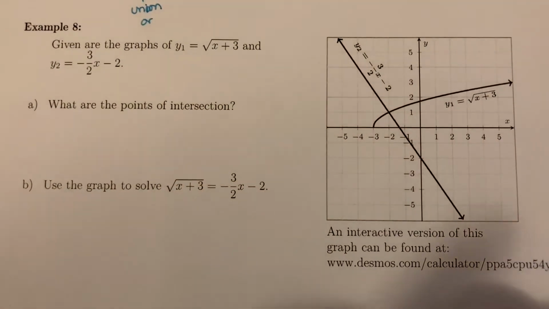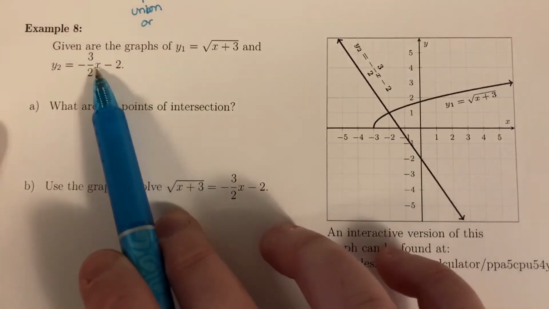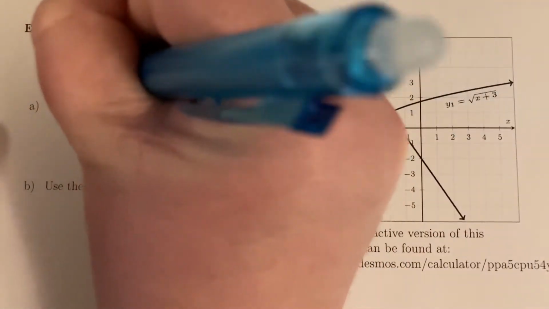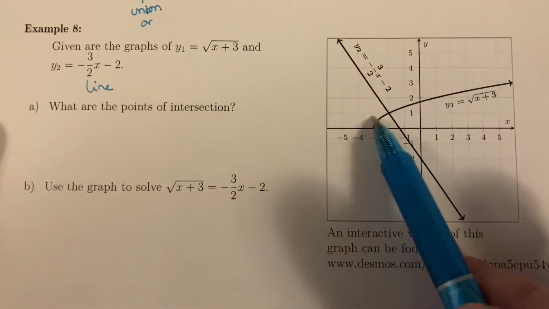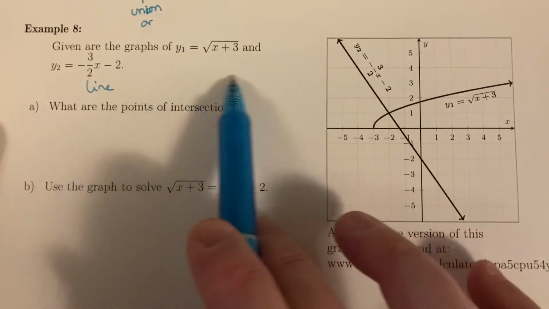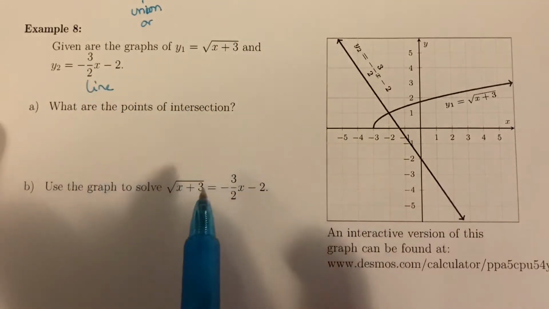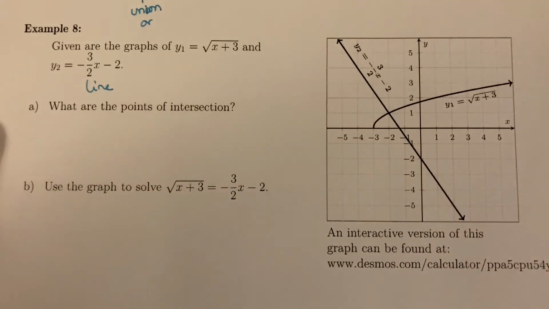Given the graphs, this one has a square root function, and then this one's just a straight line. This is y equals mx plus b. So this one's a line, and it turns out a square root function is a sideways parabola, but it's only half of it. But even if you didn't know what this looked like, you can tell that one's the straight line and one's the other one. And of course, you can also use Desmos.com if it helps you to see those graphs.